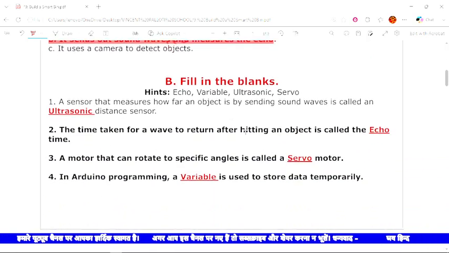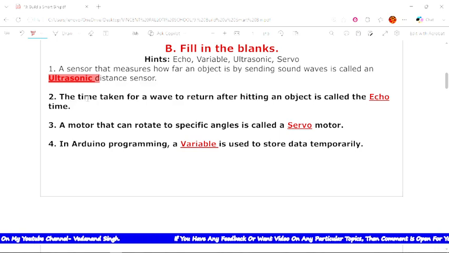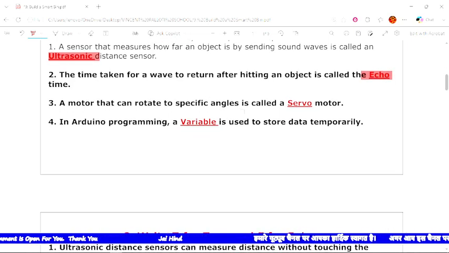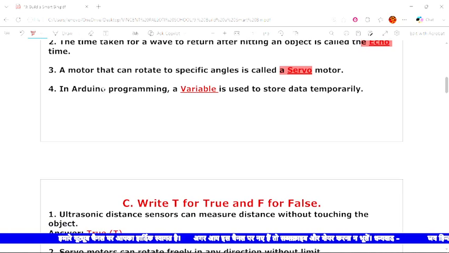B-type question, fill in the blanks. Hints are given, we have to use them and fill up the blanks. First, a sensor that measures how far an object is by sending sound waves is called an ultrasonic distance sensor. Question number 2. The time taken for a wave to return after hitting an object is called the dash time, echo. Third, a motor that can rotate to specific angles is called a dash motor, servo. Fourth, in Arduino programming, a dash is used to store data temporarily, variable.